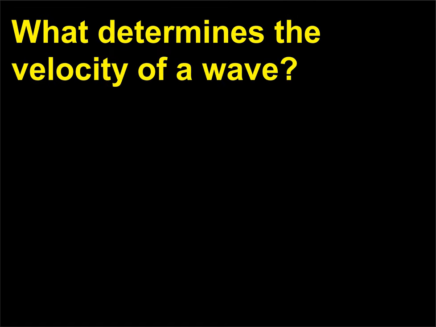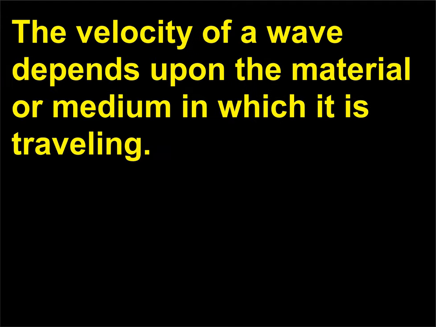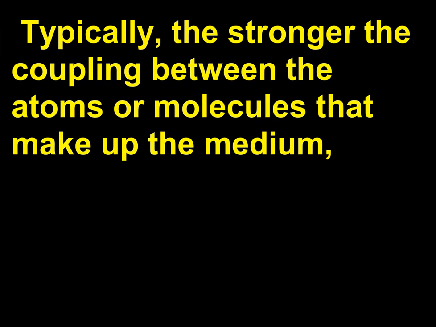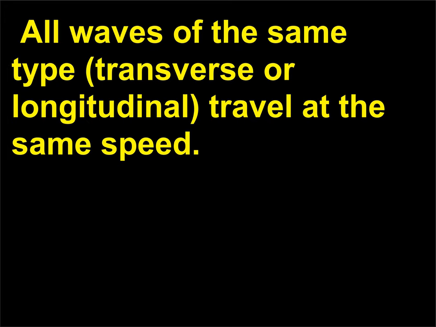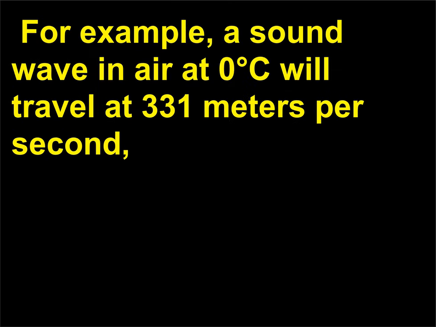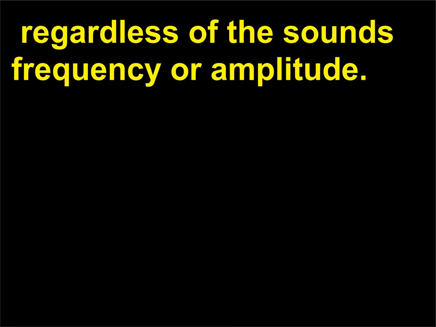What determines the velocity of a wave? The velocity of a wave depends upon the material or medium in which it is traveling. Typically, the stronger the coupling between the atoms or molecules that make up the medium, and the less massive they are, the faster the wave will travel. All waves of the same type, transverse or longitudinal, travel at the same speed. For example, a sound wave in air at 0 degrees Celsius will travel at 331 meters per second, regardless of the sound's frequency or amplitude.